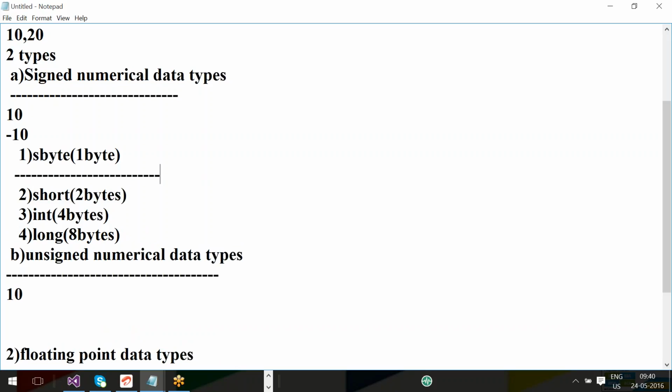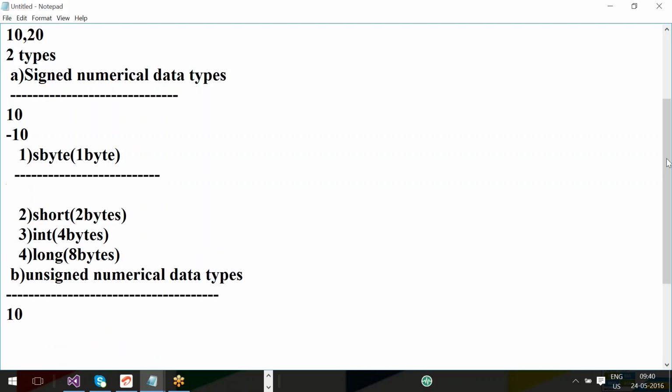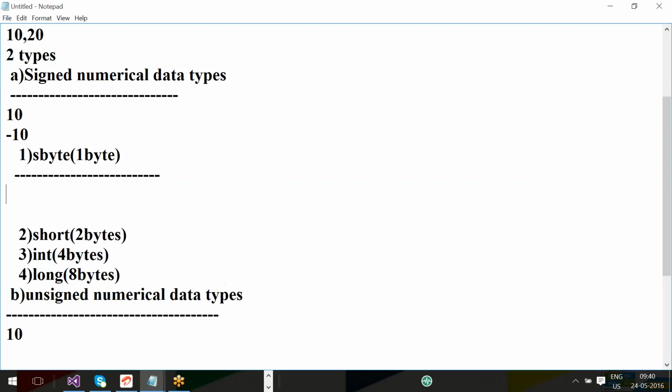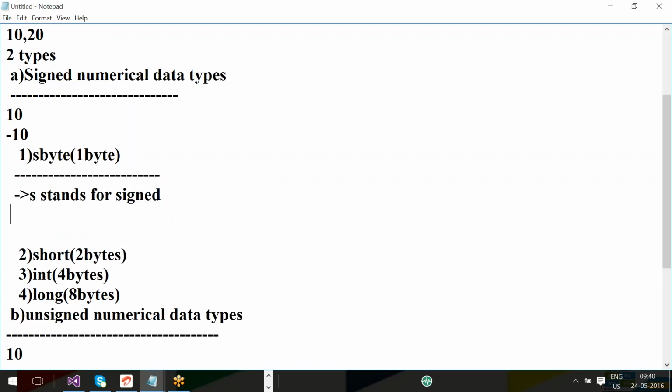We discussed sbyte clearly yesterday. In sbyte, S stands for signed. The predefined size is 1 byte, meaning 1 into 8.